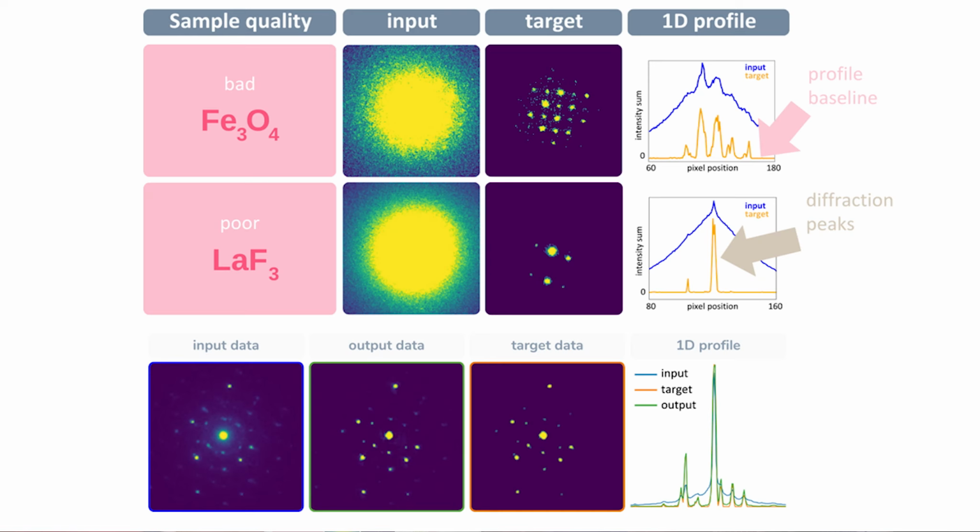And in the second column, you actually see the input one. It's what we get from the microscope. So it looks like a mess. Yes. Exactly. Noise, mess, that's it. You can't see any diffraction pattern in there. Then next to it, there is the target, which is something that we want.